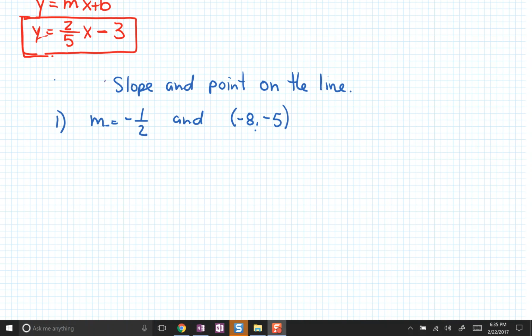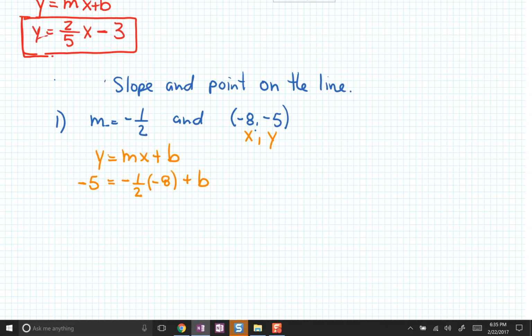Okay, so let's go ahead and do this one. We're going to use our equation, y equals mx plus b. In this case, we're given m is -1/2, and then we can just use (-8, -5) as our x and y. All we need is 1 point on the line and the slope, and we can find the y-intercept. So let's go ahead and do that. We're going to use -5 for our y, -1/2 for m, and then x is -8, plus b.